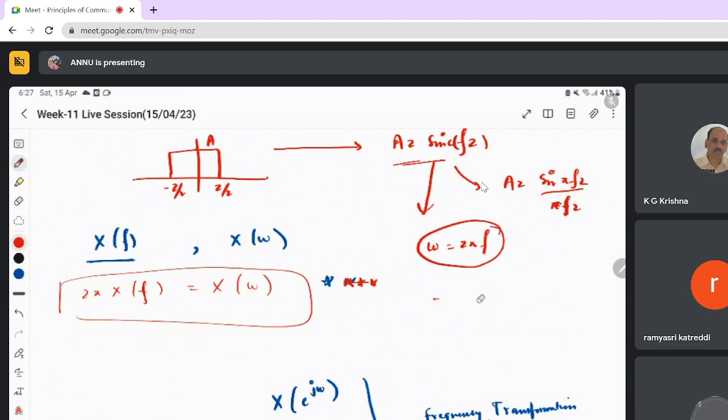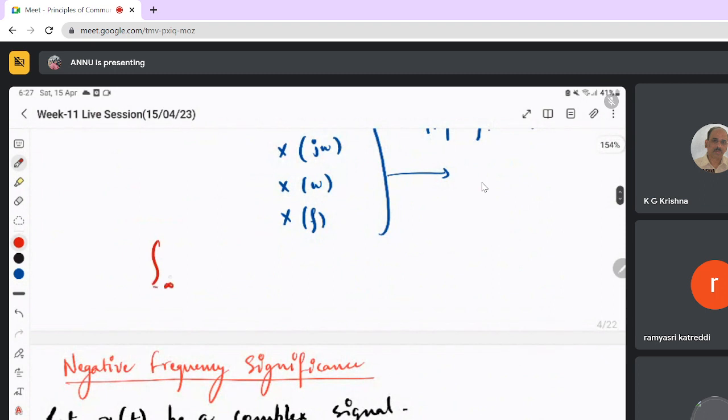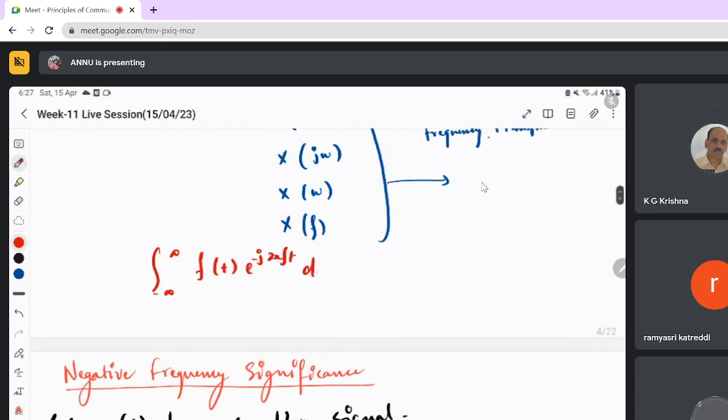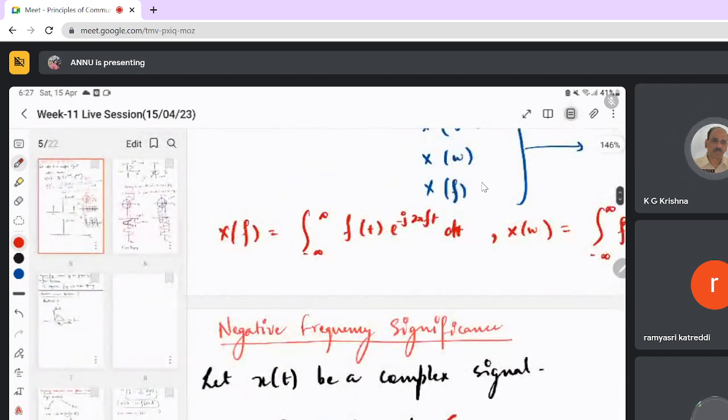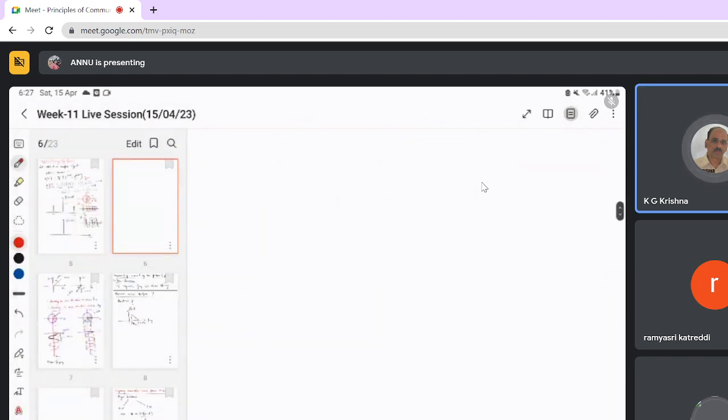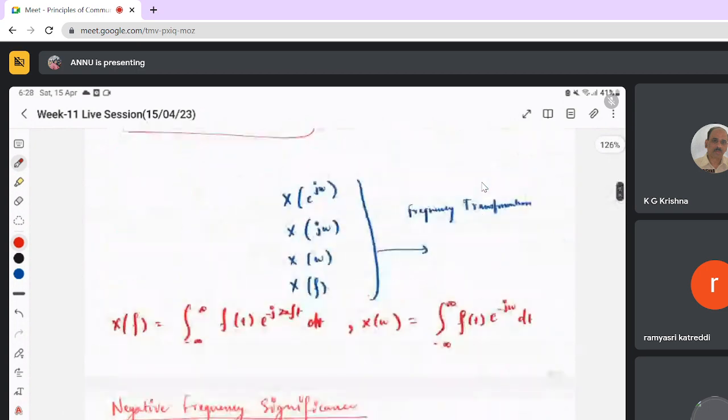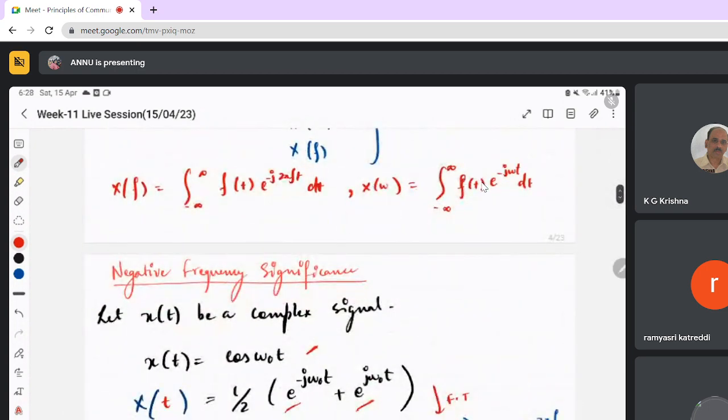Let us see by just the formulation, since we are getting confused. Integral from minus infinity to infinity of f(t) e to the power minus j 2 pi f t dt, this is X of f. If we write X of omega, it is the integral from minus infinity to infinity of f(t) e to the power minus j omega t dt. Here we don't have any factor. In the inverse we will have a factor. There is a reason behind it: here we are not differentiating with respect to omega or f, the variable is t, so it will not affect anything, because 2 pi f we are simply representing as omega.